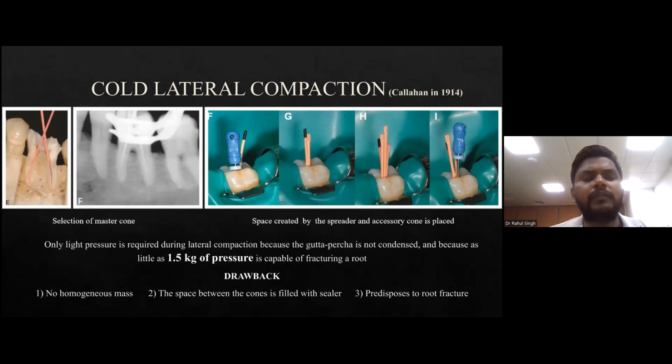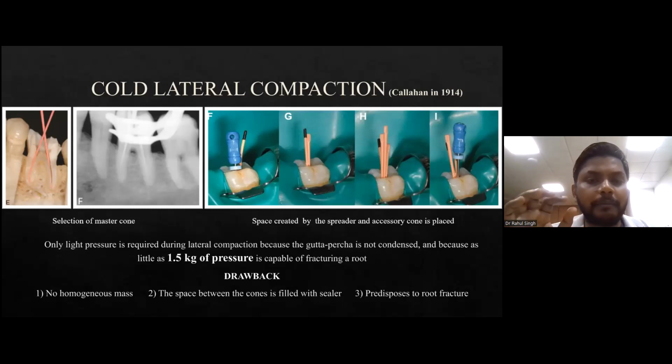So how to do it: once you have finished your chemico-mechanical preparation, you have to select your master cone, which is 1 to 2 mm short of the radiographic apex. Now space is created by the spreader and an accessory cone is placed. The main point here is that once you have placed your master apical cone, the spreader that you are using should go at least 2 mm from the apex, not more than that, but 2 to 3 mm from the apex.